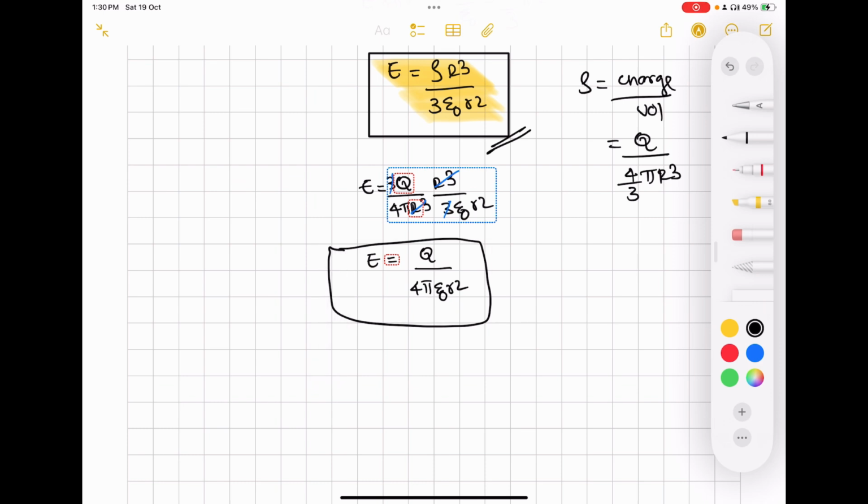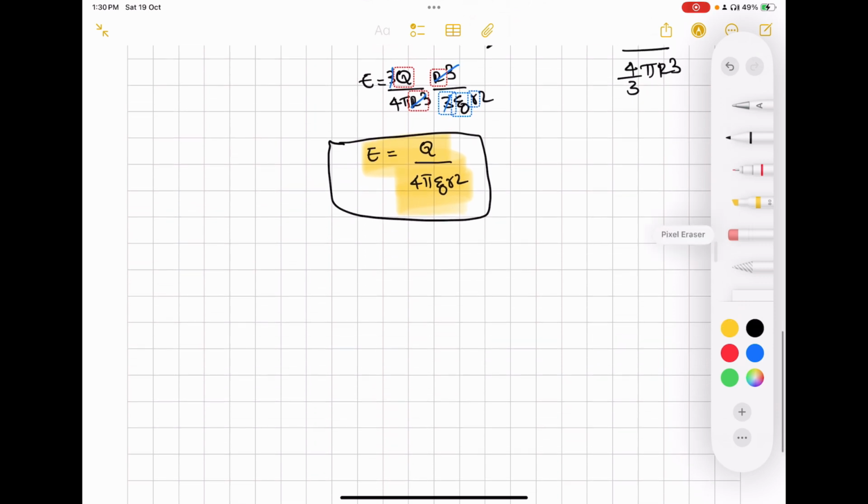We will get electric field E as Q by 4 pi epsilon 0 R square, which is similar to the electric field due to a point charge at a distance r. So what is the electric field due to a point charge at a distance r? This is E is equal to 1 by 4 pi epsilon 0 Q by r square.